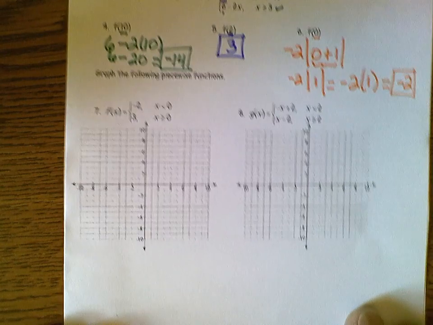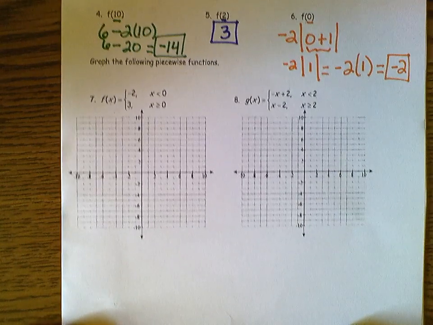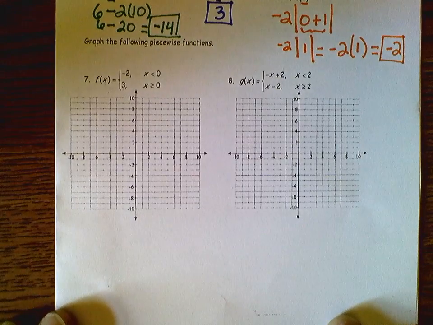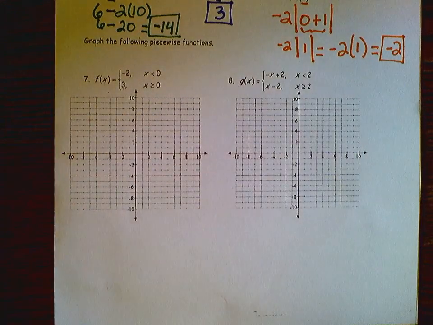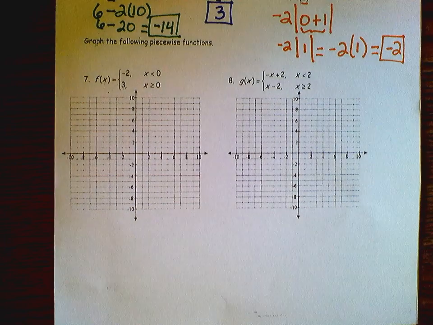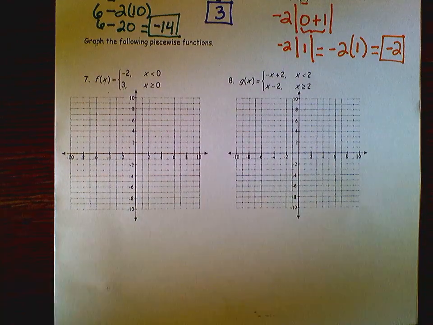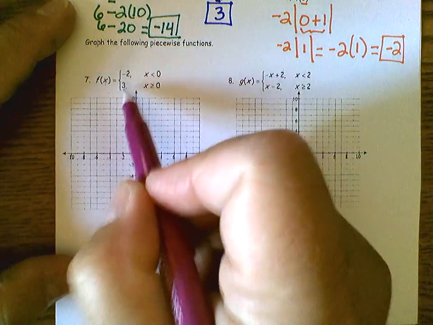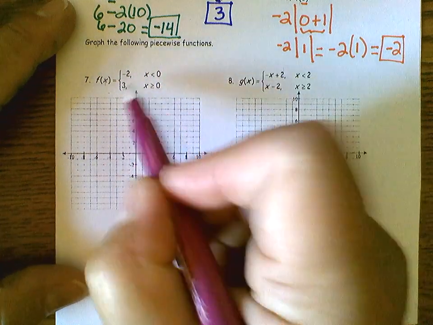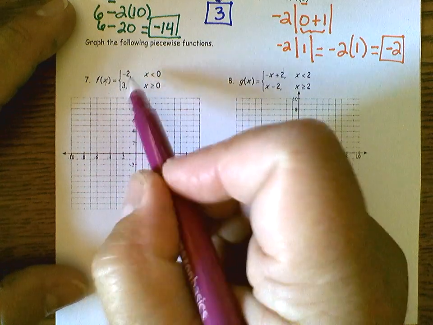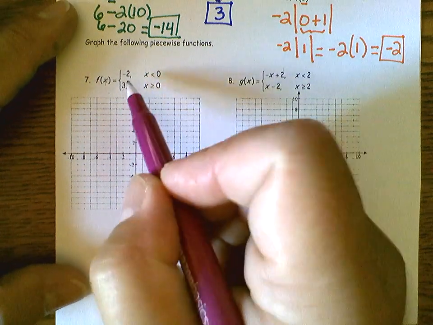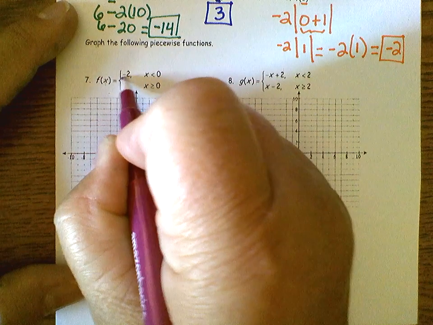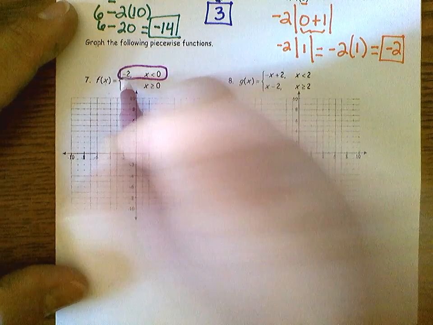Now we're going to graph these. And the easiest way I have found to graph them is to make tables. So we're going to look at each piece and graph them that way. So looking at these, there are two constant functions. So we should know that we're going to have two horizontal pieces. I'm going to look at this piece first.